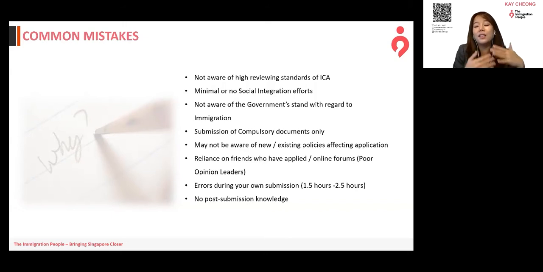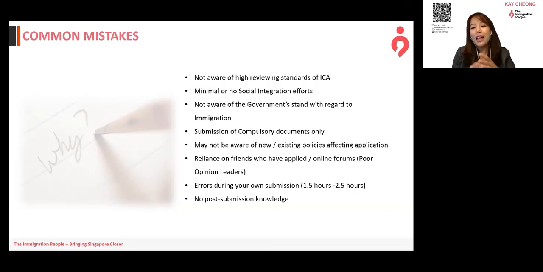So what ICA asks for: passport, birth certificate, education certificate, marriage certificate. Imagine ICA today only receives this set of documents. They know very little about you to make a decision to grant you your PR status. Okay. Now the next one is, you may not be aware of new or existing policies affecting applications.